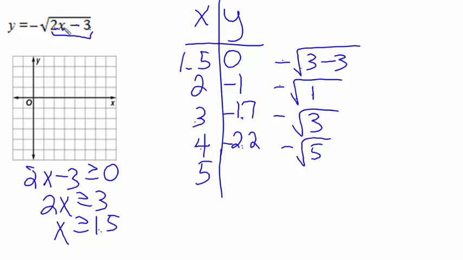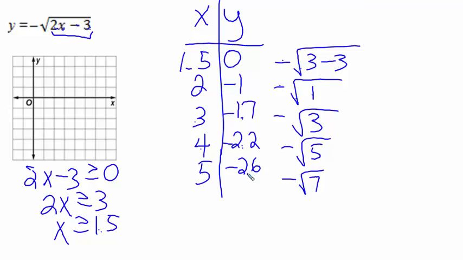2 times 5 is 10. 10 take away 3 is 7. So we really have negative square root 7, which if you round that off is about negative 2.6, my calculator's telling me.